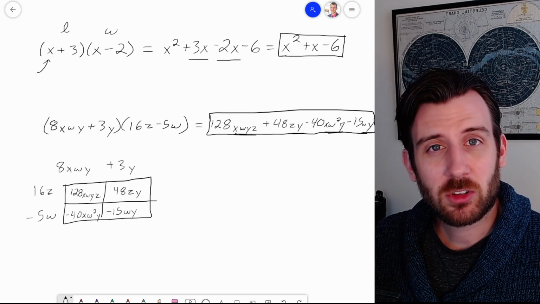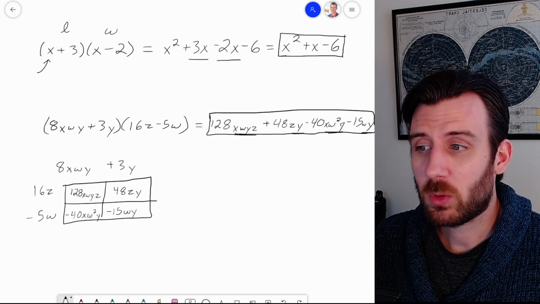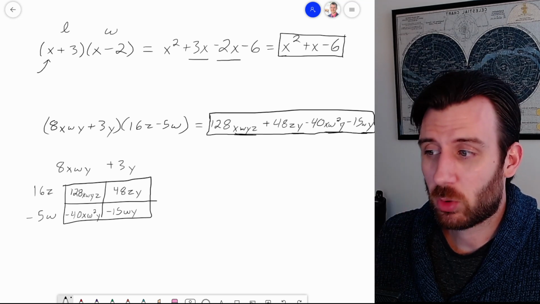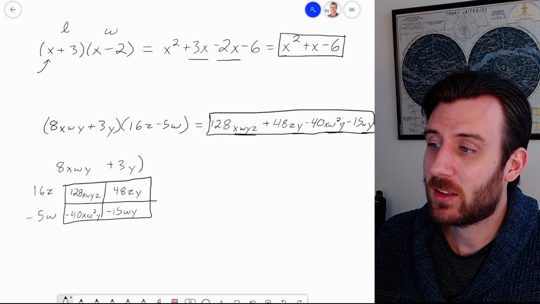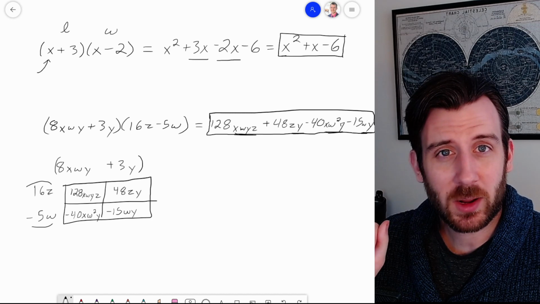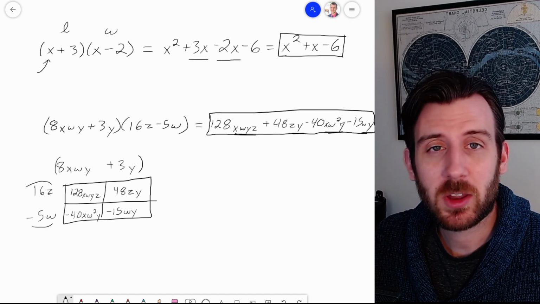So this is the introduction into distribution. Distribution, or what's sometimes referred to as foiling, is nothing more than trying to recognize that we could describe a rectangle by the side length it has, like its length by its width, versus the size of the rectangle. And this happens plenty of times out in the real world as well.